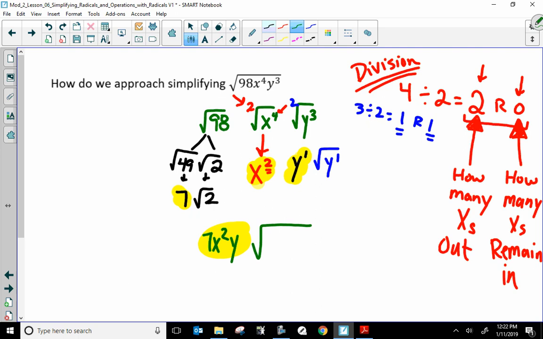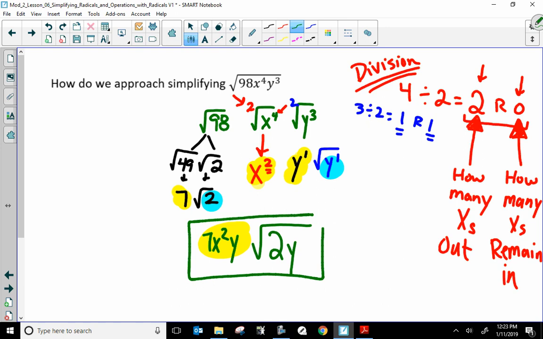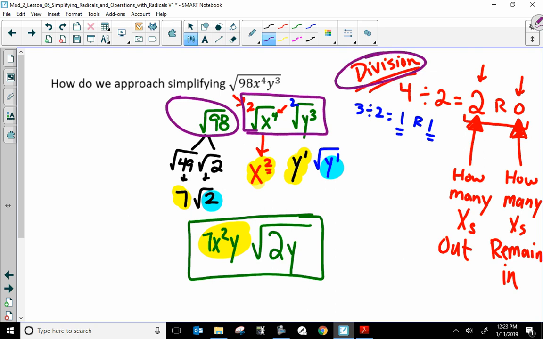Okay? Now, what is still inside the radical? A 2 and a y. So I write 2 and I write a y. And that is simplified. Okay? So I handle my numbers just like anything else. And how do I handle the variables? I divide. Let's try a few more of these.